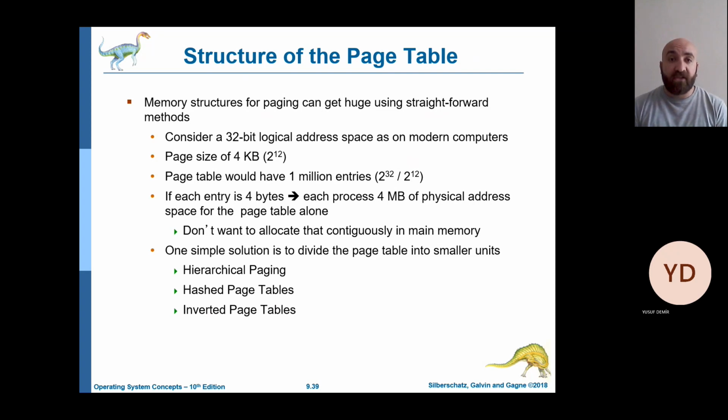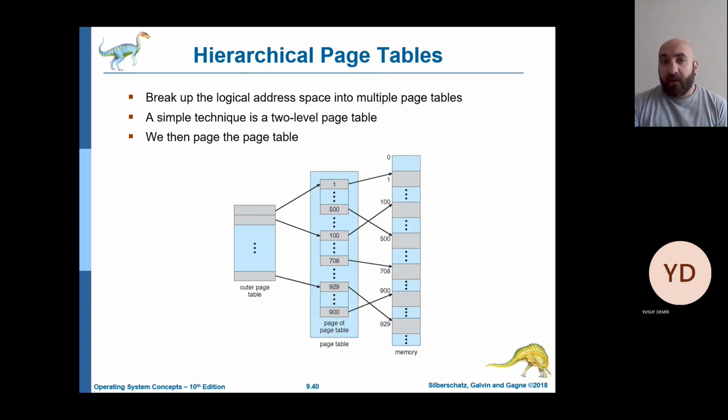Memory structures for paging can get huge using straightforward methods. So in this section, we try to explore some of the most common techniques for structuring the page table, including hierarchical paging, hashed page tables, and inverted page tables. Clearly, we would not want to allocate the page table contiguously in main memory. One simple solution to this problem is to divide the page table into smaller pieces. We can accomplish this division in several different ways.